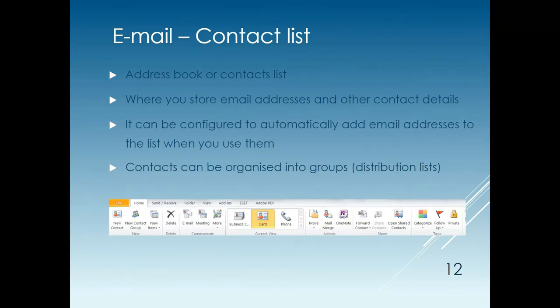Our contact details on our emails are used to store email addresses and other contact details of people, like their cell numbers. It can be configured to automatically add email addresses to the list when you use them. So what we mean by this is the first time you use an email, the email software like Gmail will ask, do you want to automatically add this email address to your contact list, so that the next time you're trying to send an email to Mr. X, you don't always have to ask for the email address. It will already be stored or automatically added to your email contact list.